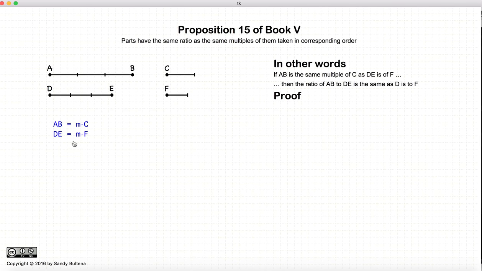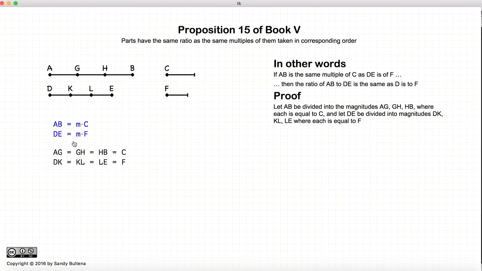So starting with our initial conditions, AB and DE are equal multiples of C and F respectively. Let's take the line AB and divide it into AG, GH, and HB, where each one of these parts is equal to the magnitude C. And we will do the same with the length DE. We divide it into equal magnitudes, DK, KL, and LE, where each one of these parts is equal to F. Of course, we can do this because AB and DE are equal multiples of C and F.